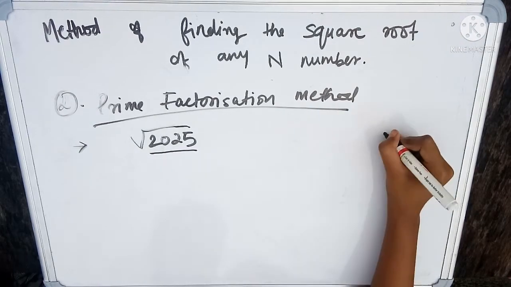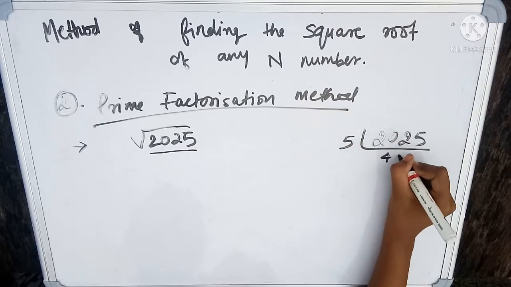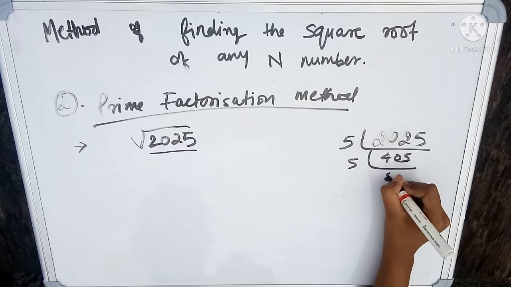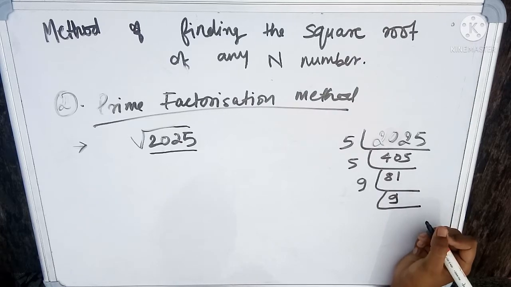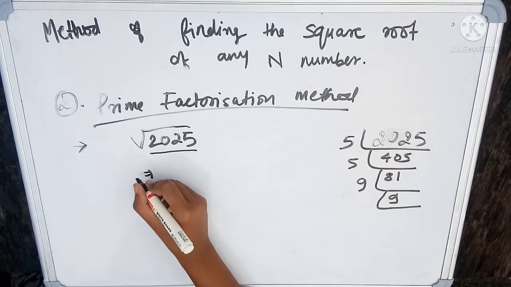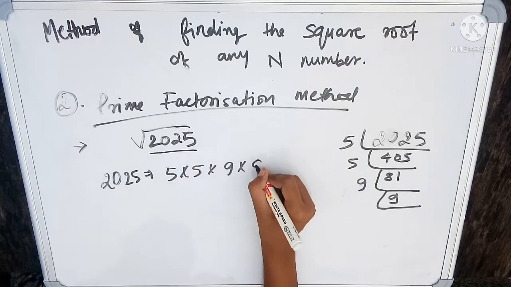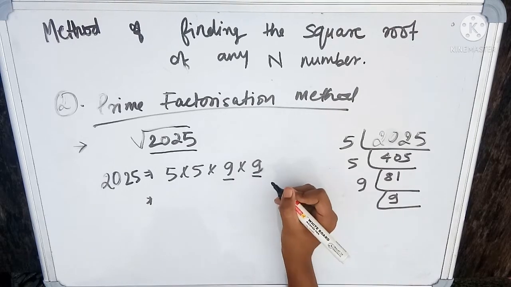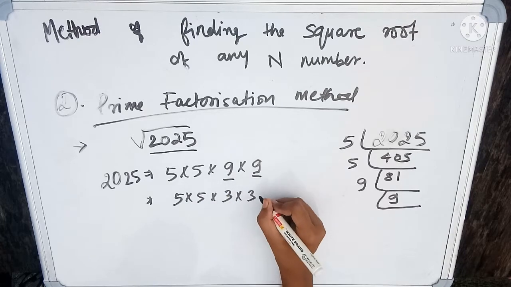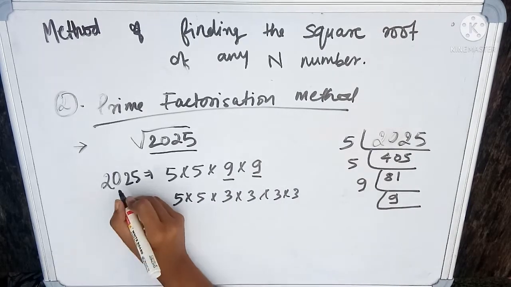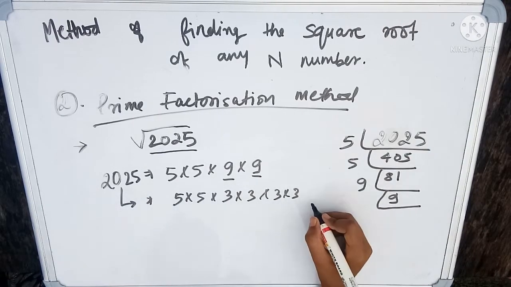Now we can factorize this as 2025, and here we have 5 multiplied by 405, and again 5 with 81, and then here we have 9 multiplied by 9 is 81. So we have to write all the simplest form for 2025. Here we have 5 multiplied by 5 and 9 multiplied by 9. So we can split the 9 into 3 multiplied by 3. 5 multiplied by 5 multiplied by 3 multiplied by 3. So here we have converted this number into prime numbers. So altogether we have 6 such numbers.